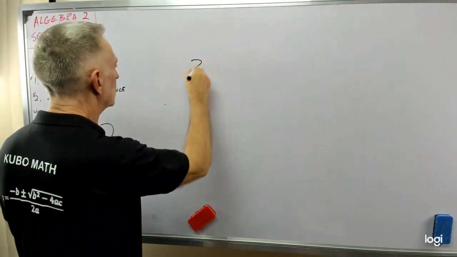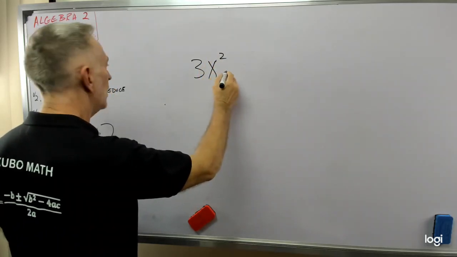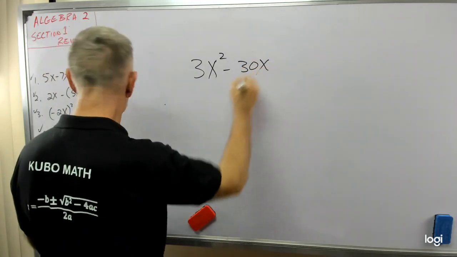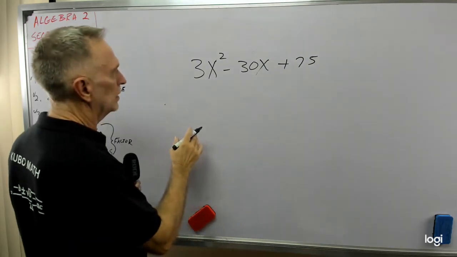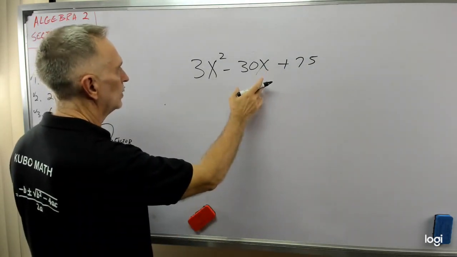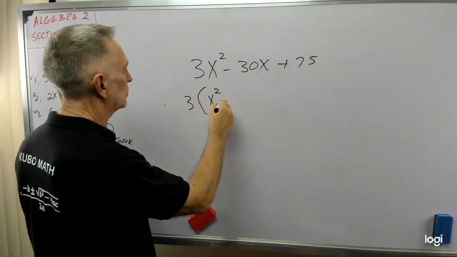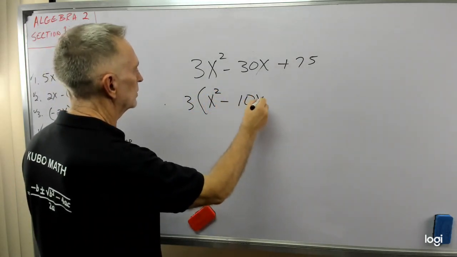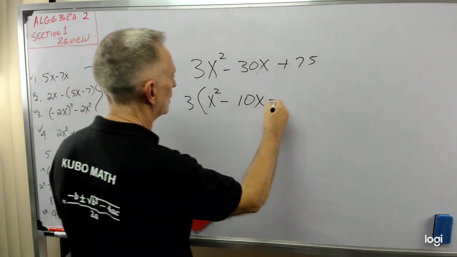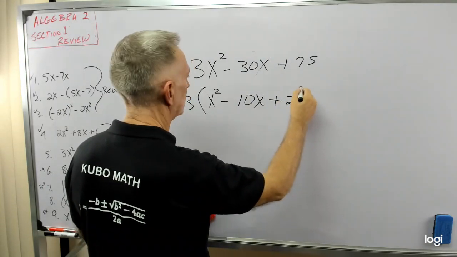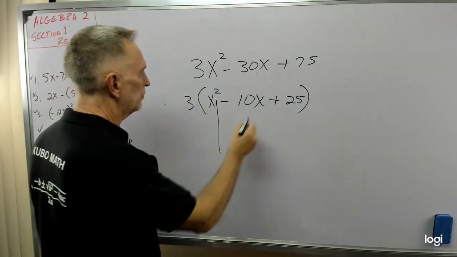Now then, let's factor this guy. 3x to the second power minus 30x plus 75. All right, we can factor a 3 out. 3 times x squared, and 3 times a negative 10x gives me a negative 30x, and 3 times 25 gives me 75. So let's factor this guy.